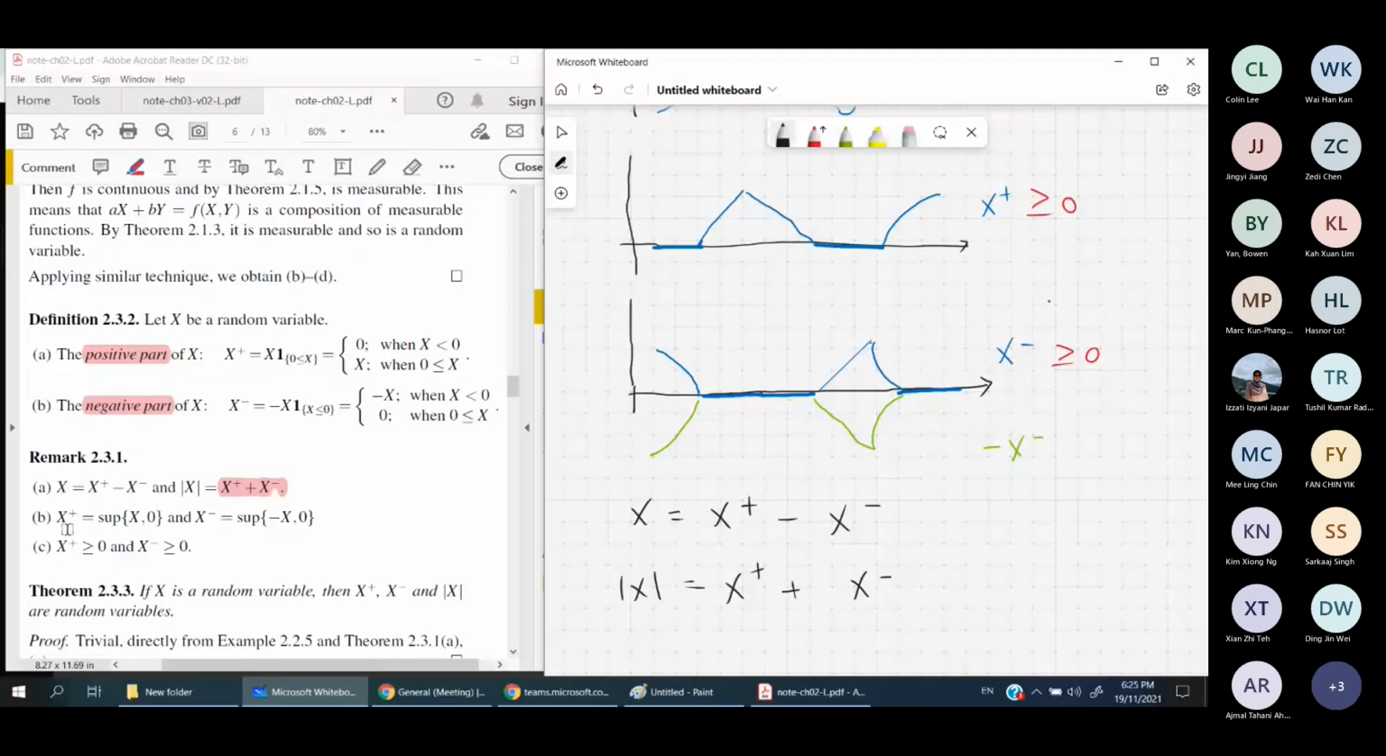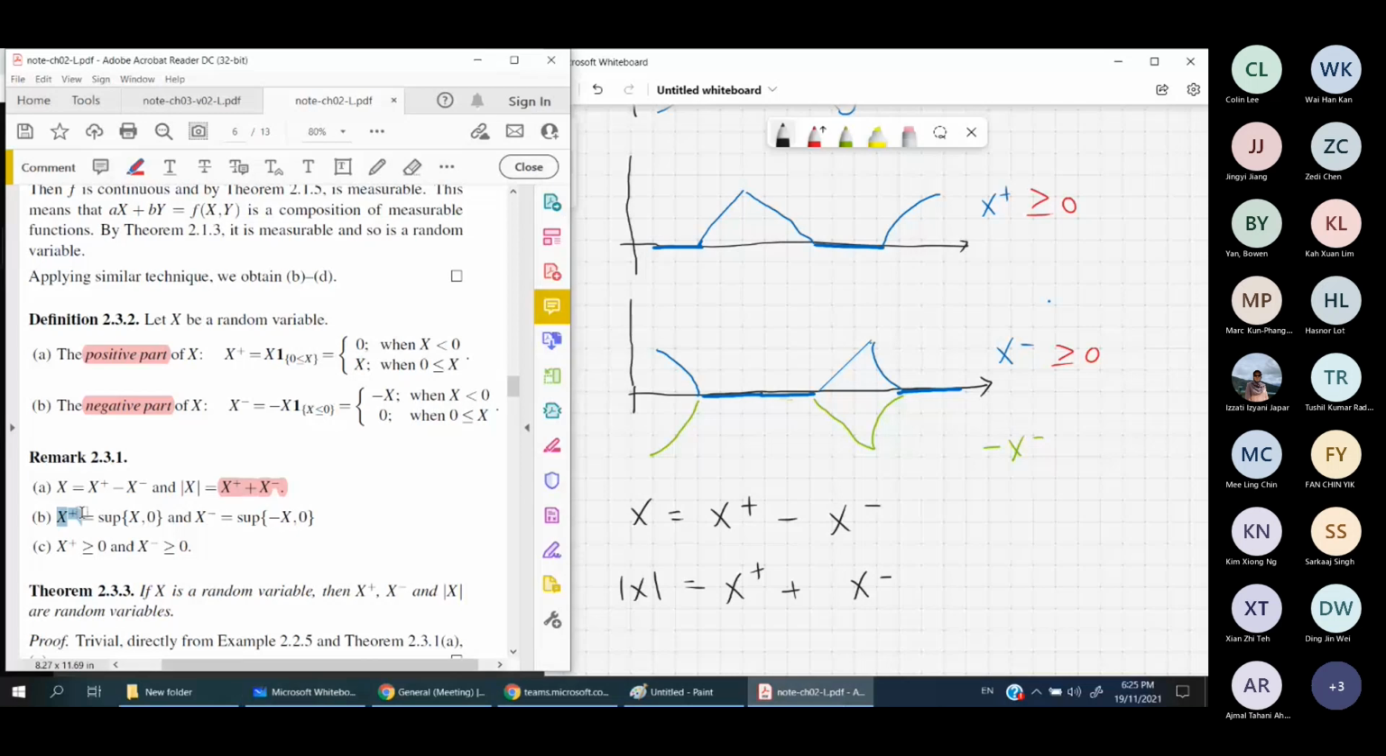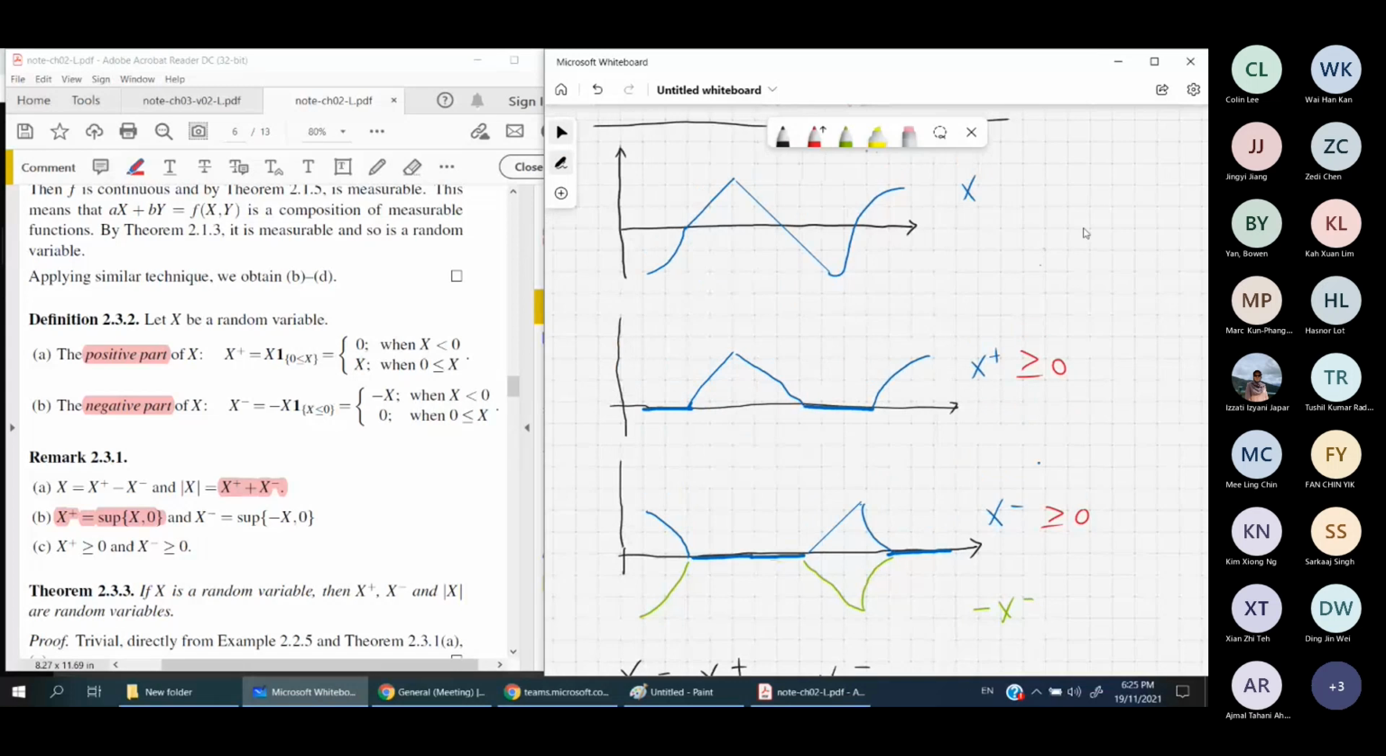Alternately, we can say x plus is the maximum of x and zero, and x minus is the maximum of negative x and zero. Just look at here and you get a picture. Consider the maximum of x and zero. When you look at this part, x is always less than zero, so we take zero. When we come to these portions, this part is always larger than zero, so we take this. Come to here, we have the same argument: this portion is less than zero, so we take zero. So x plus is given by this, and x minus is given by this.